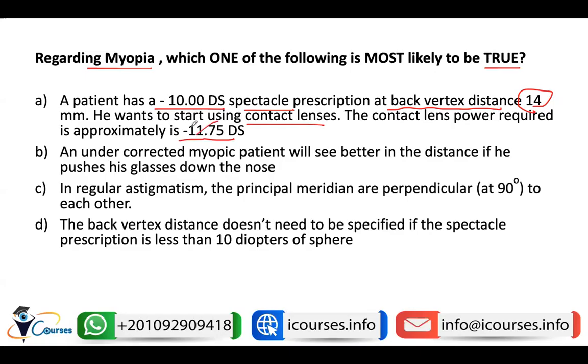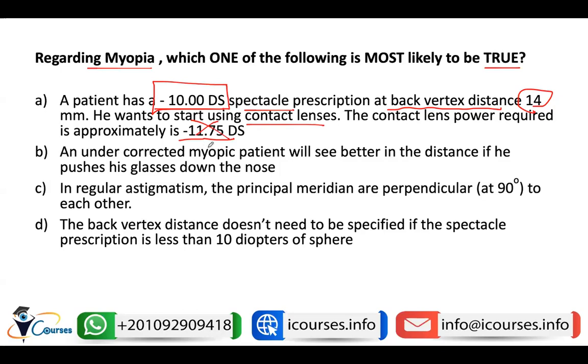This is wrong. So we don't need to calculate or memorize numbers, because by knowing the rule that for minus lenses we need less power for the contact lens, and for plus glasses we need more power for the contact lens.